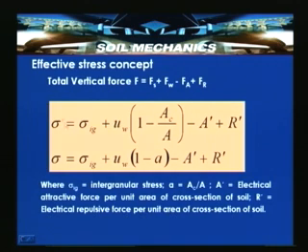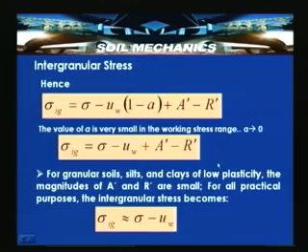This can be simplified further by writing sigma is equal to sigma Ig plus UW into 1 minus A, minus A dash plus R dash. When we write in terms of intergranular stress, we can write sigma Ig is equal to sigma minus UW into 1 minus A plus A dash minus R dash.